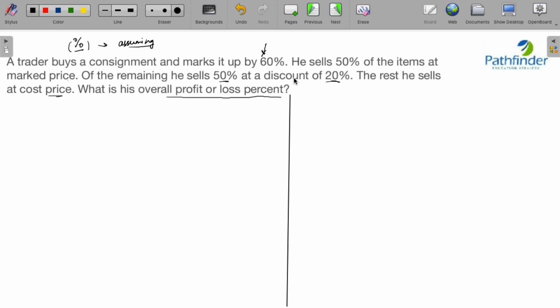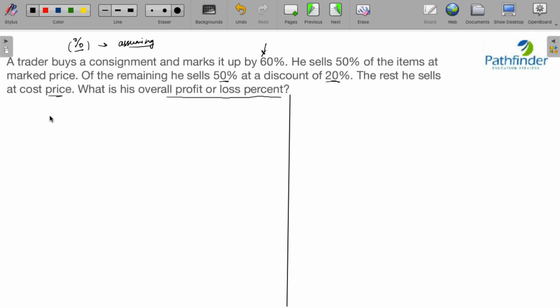Now, one thing that should immediately come to your mind is, if the question asks for profit and loss percent, then you need the total cost and, in addition, you need the total sale, the total revenue that he receives. But we don't know about the cost price or the selling price. We don't even know about the number of items he buys.